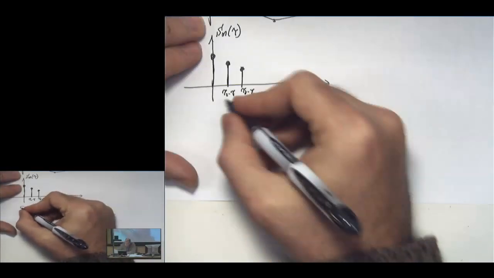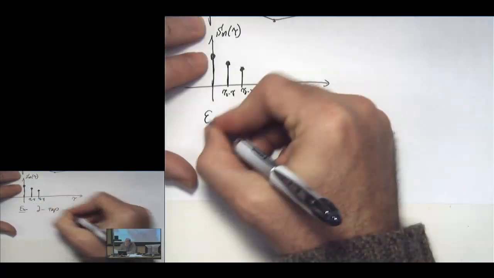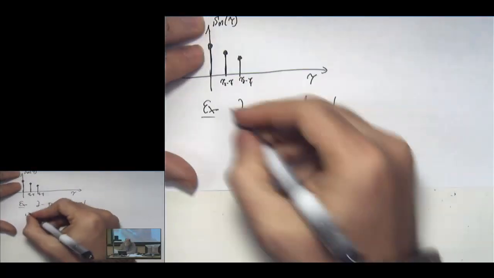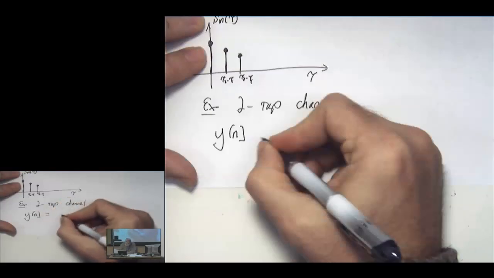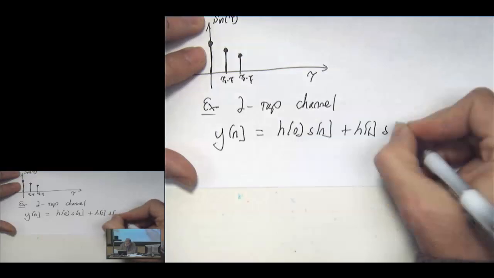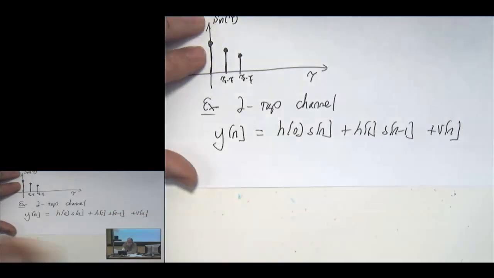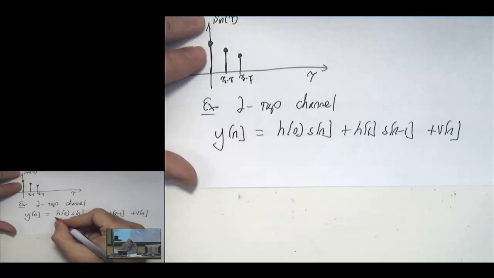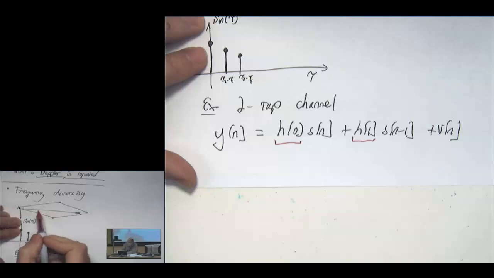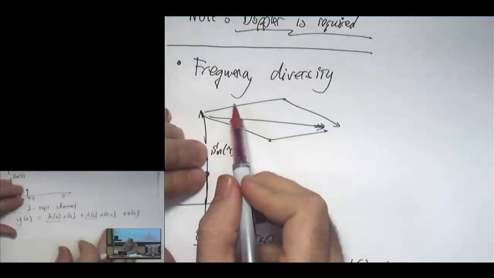So let's look at a 2-tap channel from a signal processing perspective, and suppose that our signal model is y of n equals h0 s of n plus h1 s of n minus 1 plus noise. So we've looked at this channel a lot, right? Normally we have L, but I've just put L equals 1 here. So what you can see is that I've got 2 different channel realizations, H0 and H1. H0 might correspond to this direct path, H1 might correspond to this reflected path.